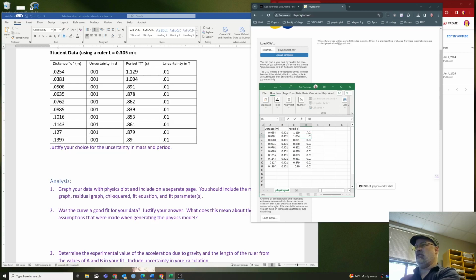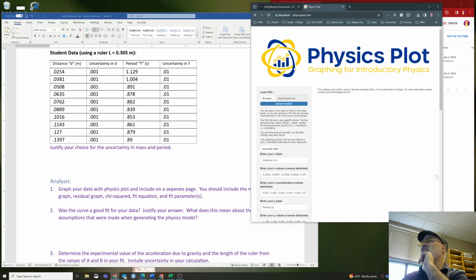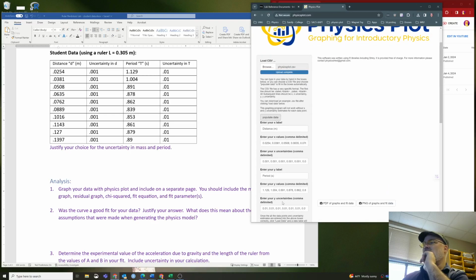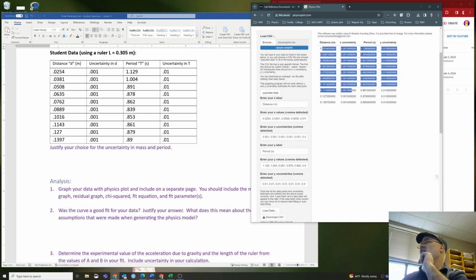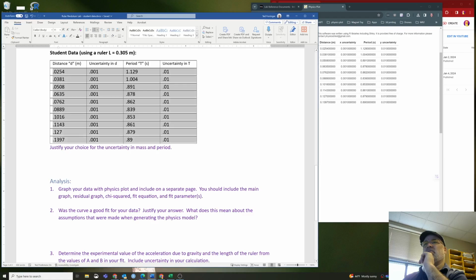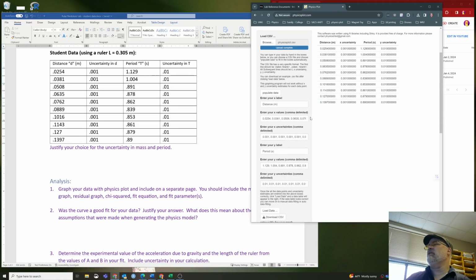0.01, 0.01, 0.01, 0.01, 0.01, 0.01, 0.01, 0.01, 0.01. Save that. Let's do this again, populate. And now we've got all the correct values in here. And if I hit load data, this data table over here should be the same as the data table in my worksheet. Okay.